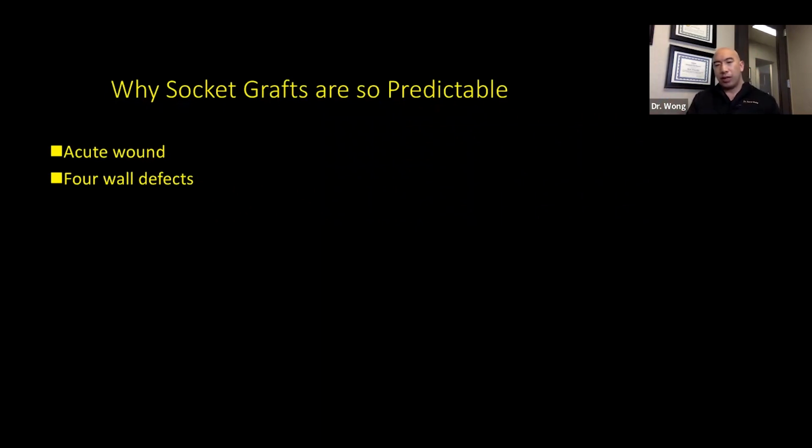You have a four-wall defect, which is awesome. You have a buccal, lingual, mesial, and distal wall. That's exactly what you need to be successful. Like I said, it's already bleeding, and you've got PDL cells. You know, PDL cells are what's responsible for spontaneous bone growth when you take out a tooth and the bone grows in by itself anyway.